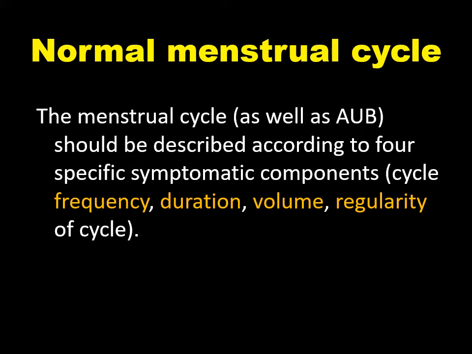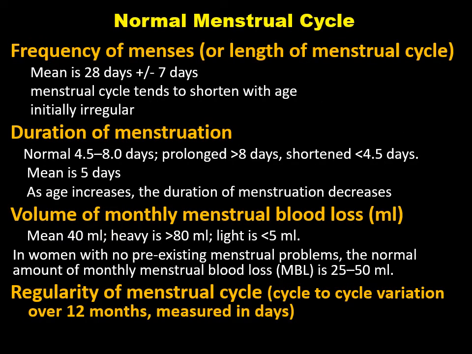When we describe it, we should describe it in 4 specific parameters, which are the frequency, duration, volume, and regularity. The frequency of the menses or length of the menstrual cycle: the average length is usually 28 days plus minus 7 days, and in some references it varies from 24 to 38 days. Cycle length is the number of days from the first day of bleeding of the current cycle till the last day before the next menstrual cycle.